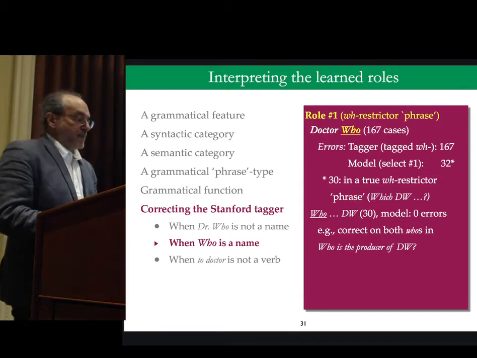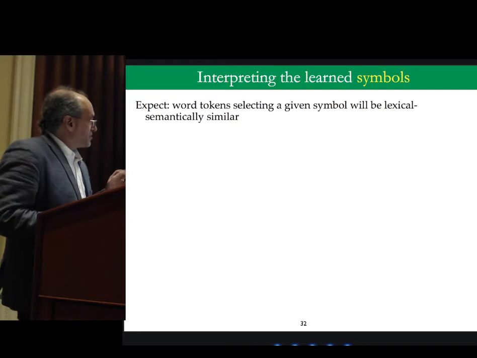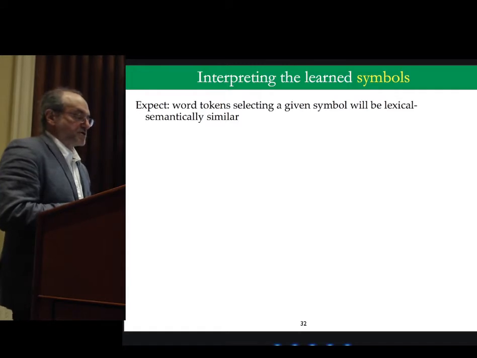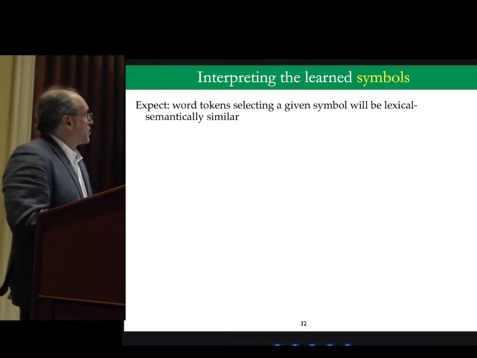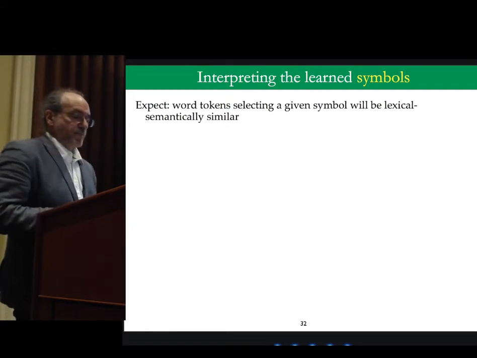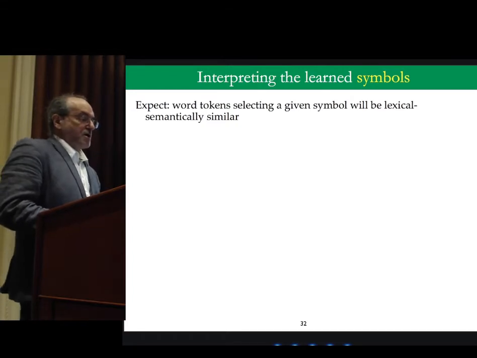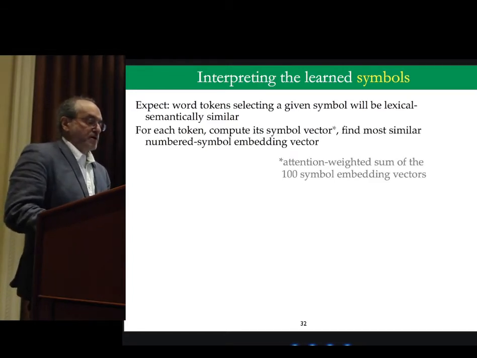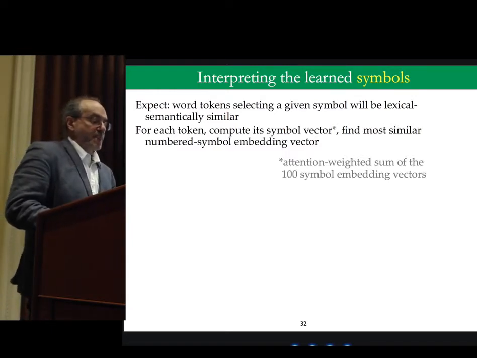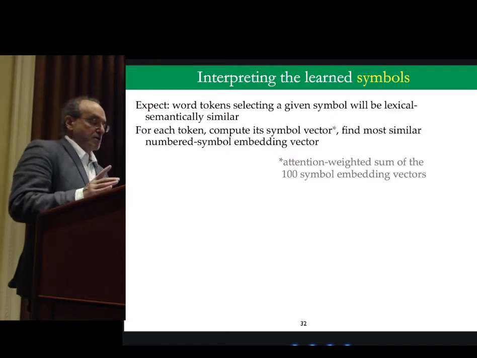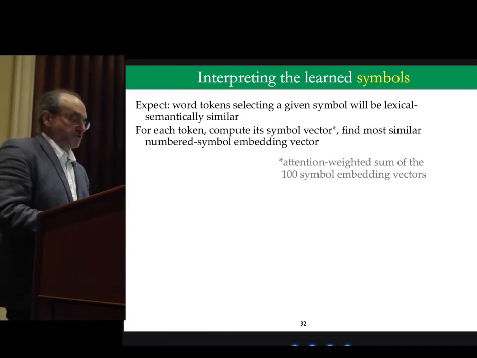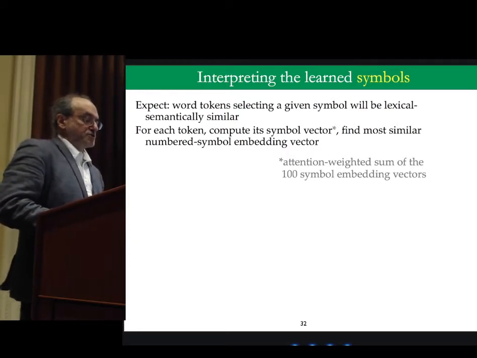Okay, I refer you to the paper for much more discussion of the interpretation of these roles, but let me pass now to the interpretation of the symbols that are learned. And recall that we expected that the word tokens selecting a given symbol would be lexically semantically similar. So what we did for each token was to compute its symbol vector, that is to say, look at the symbol vector assigned by the model to that word, and find the most similar standard vector of the 100 numbered symbols. What symbol was it closest to?